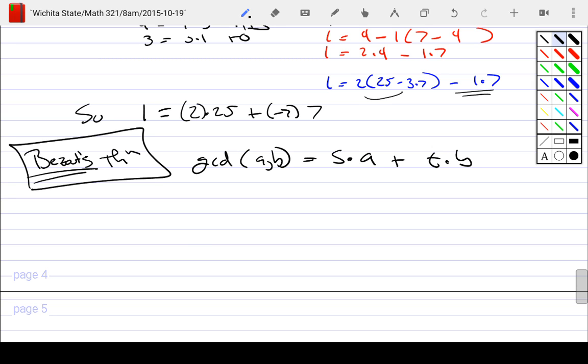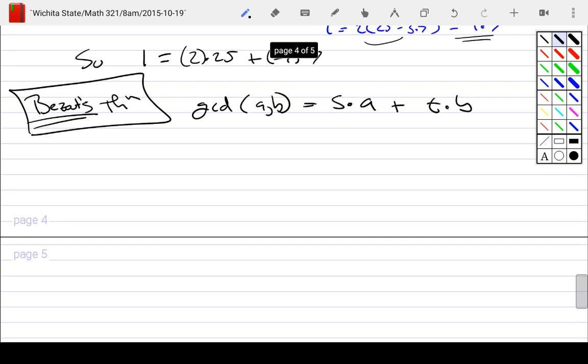All right, now, which most students all say, who cares? Right? Why does this seem to be important to you? Well, this actually gives me the idea of congruency. If I would look at this and say things like, all right, because 1 is equal to 2 times 25 plus a -7 times 7, right? 25 and 7 are relatively prime.